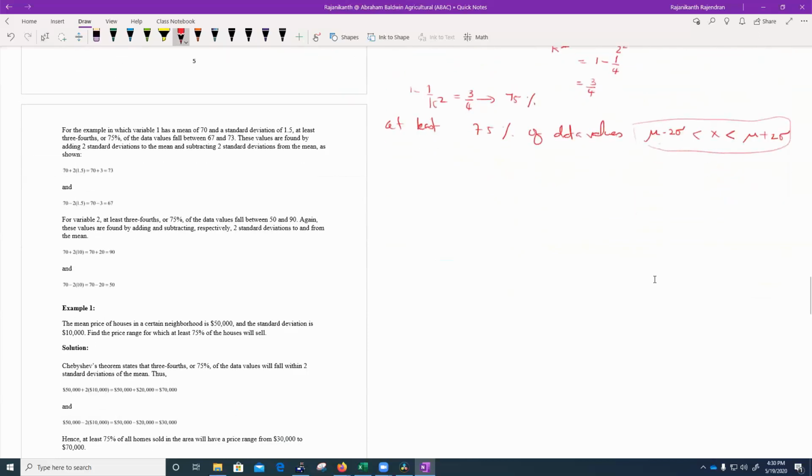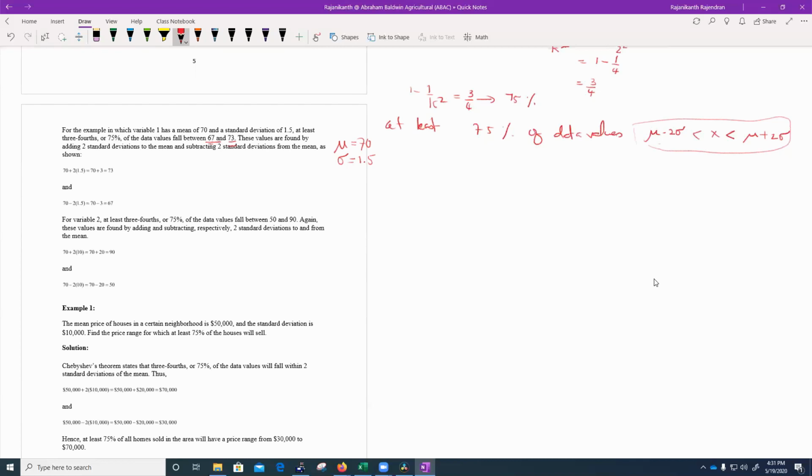For example, you are given a variable, variable 1. If you know the variable mean is 70, that means mu is 70. And I am considering this as a population, so you could extend this theorem to the sample also. The only thing is you need to change these two notations. So for example, variable 1 has a mean of 70 and the standard deviation is 1.5. So you know these two now, right? That means at least 75 percent of the data values fall between 67 and 83.